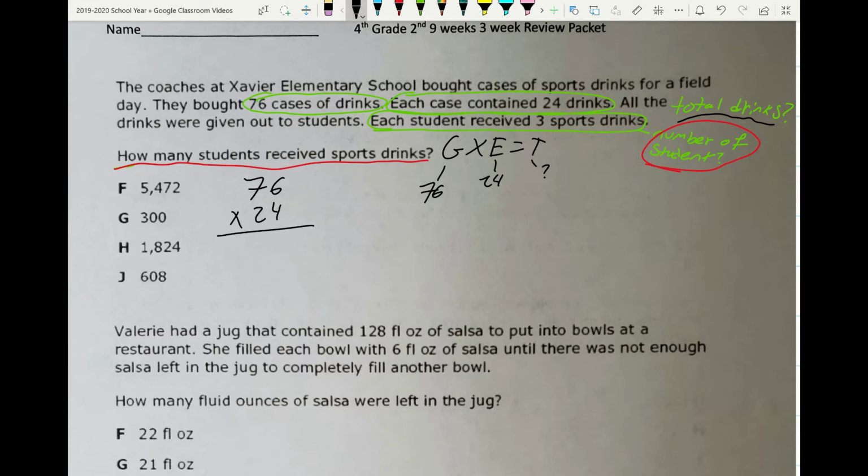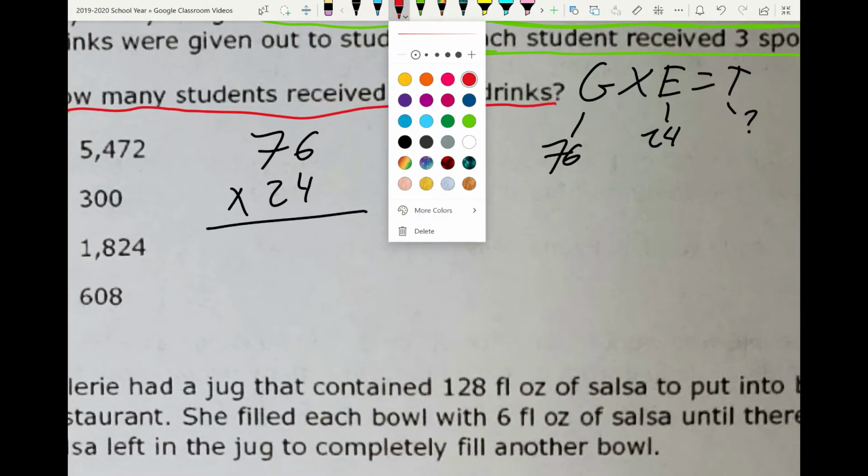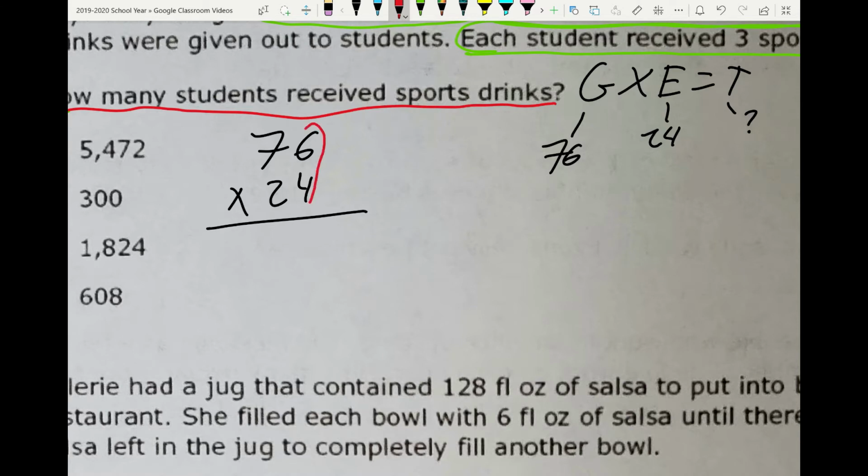Remember, same thing as what we've been doing. I'm going to be multiplying 4 times 6, then 7 times 4. And then 6 times 4 is 24. And 7 times 4 is 28 plus 2, which makes it 30. Remember, I always add a 0 as my placeholder.